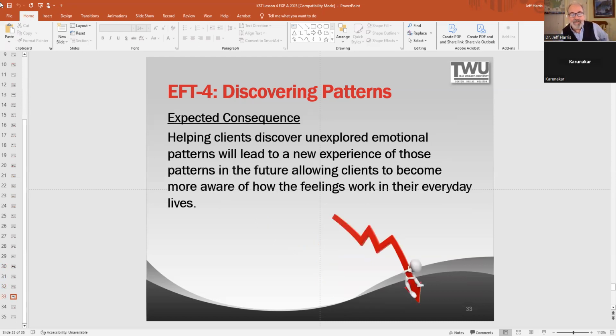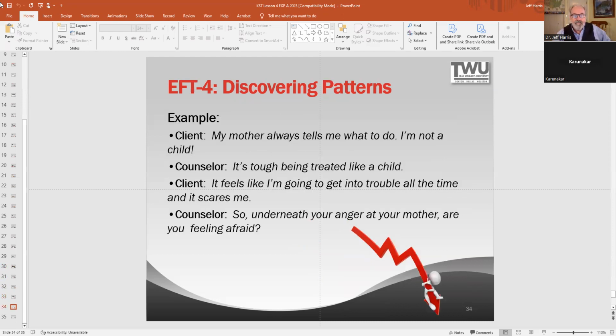So what happens when we discover patterns? Helping clients discover unexplored emotional patterns will lead to a new experience of those patterns in the future, allowing clients to become more aware of how the feelings work in their everyday life. So let's look at one final example today.